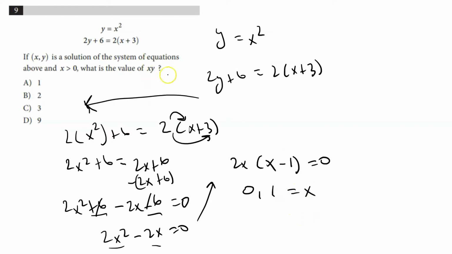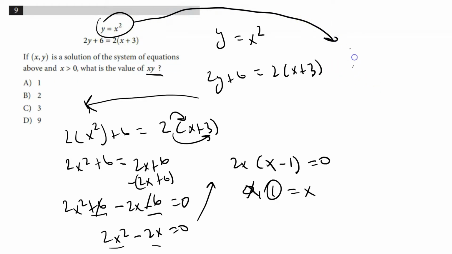But that's not what the question is asking for. We want to know what the value of xy is. Well, okay. We know this is the x value we need to look at, because x is greater than 0. We can cross this out. But how do we find y? Well, we have this pretty easy to use equality right here. y equals x squared. And x is 1, so y equals 1 squared. That means y is also 1. And that means xy is just 1 times 1, which is 1.